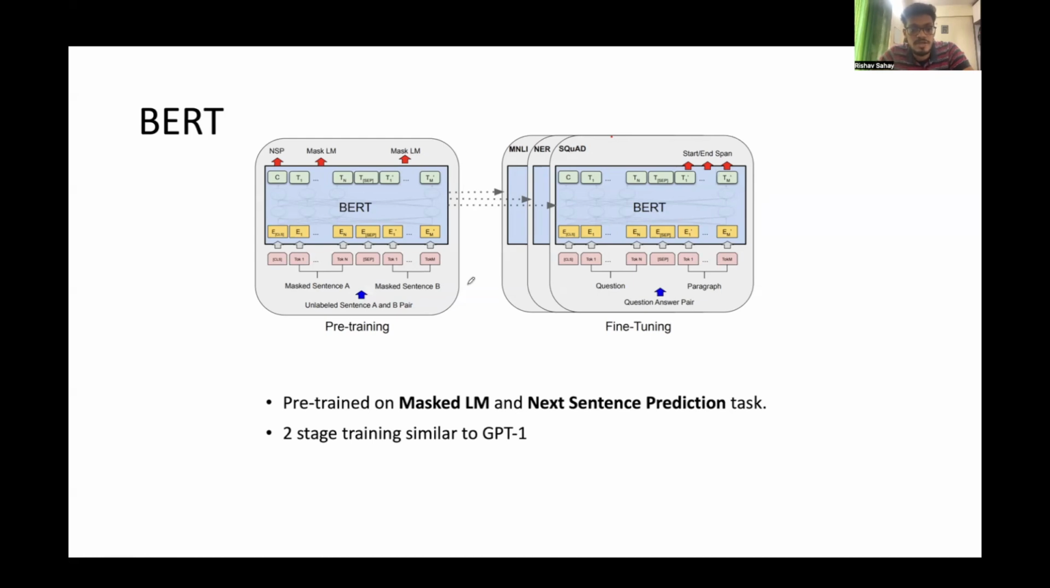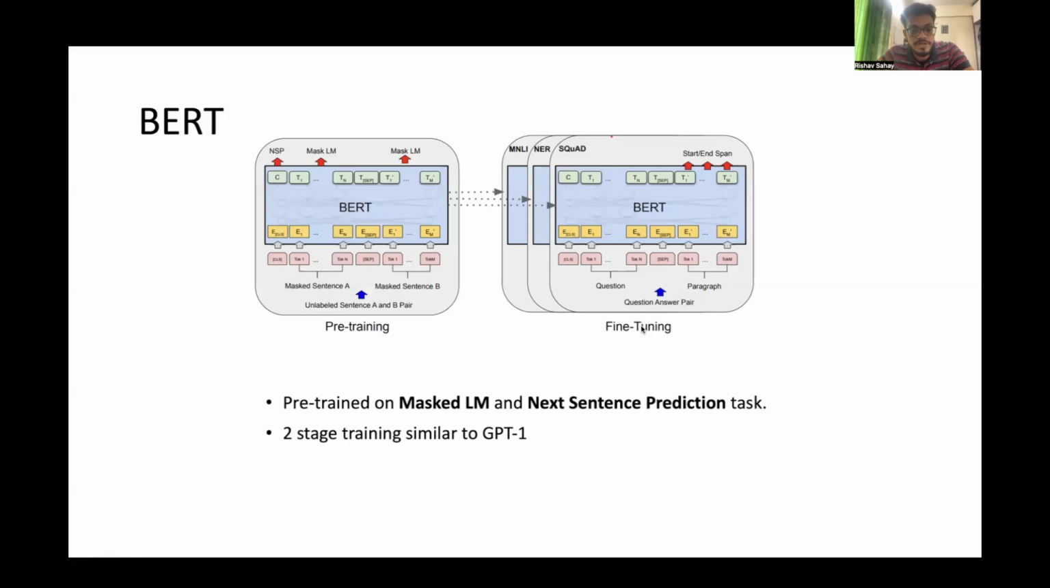And the second task it is trained in is the next sentence prediction task. So the task here is to make the model learn to predict whether a given sentence B follows sentence A in the text. This helps BERT understand the relationship between sentences, which is crucial for tasks like question answering and natural language inference.